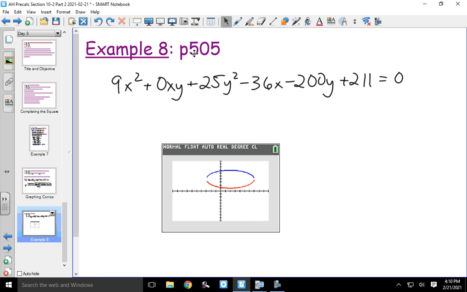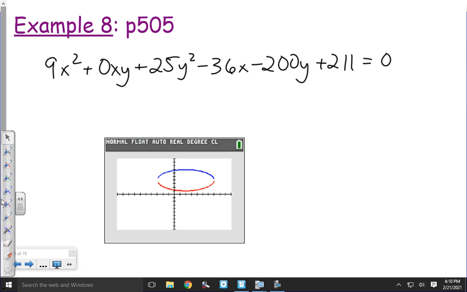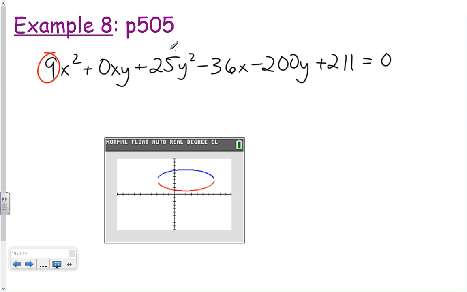Again, from the original equation they gave us here, we should have been able to tell that it was an ellipse, and that's because both your x squared term and your y squared term have the same sign. They're both positive. That's the key. This here is positive, and this is positive. And since they're different values, that tells me that it's not a circle. If they were both 9 or both 25, I'd end up with a circle. They're different values here, so that means I'm going to end up with an ellipse.